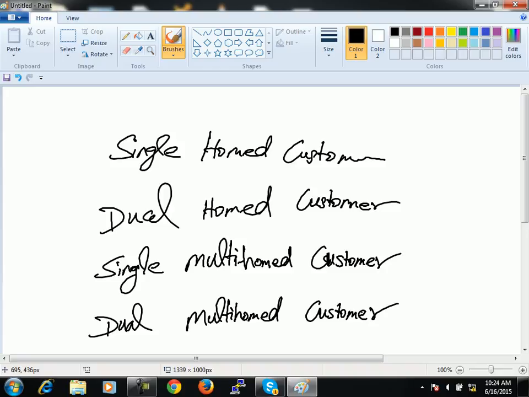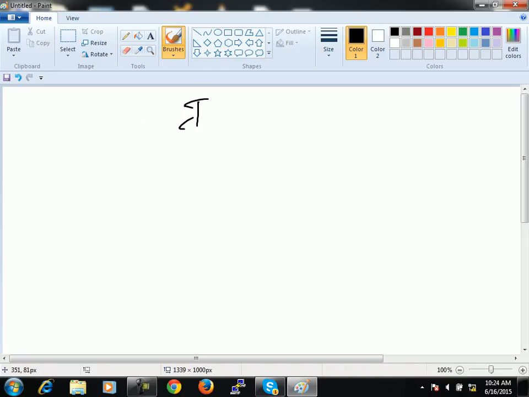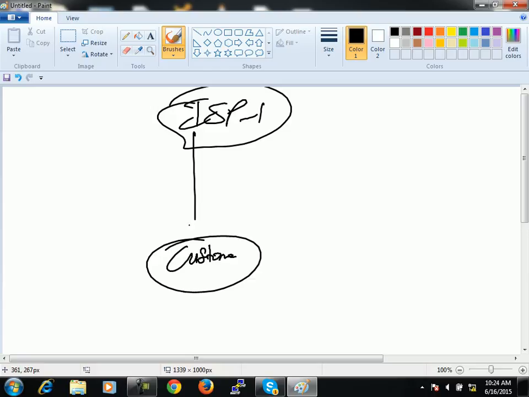So if you are talking about single homed customer, it is not in terms of BGP, it is in terms of customers only, right? If you are talking about single homed customer, it means that you will be having only one ISP and your customer will be having only one connection coming from one ISP. Only one connection will be there. So will you ever prefer to configure BGP here if you are having a single homed customer? Of course, no, never. If you are having a single homed customer, you will never think of BGP, even though you are connected with internet, right?